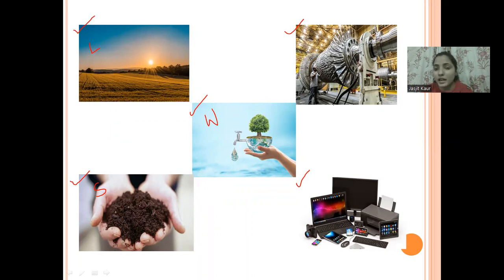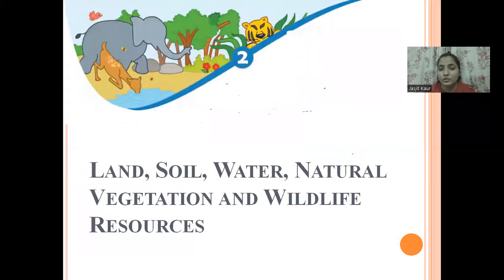And on the other side, we have machines and electronic gadgets. For these things, we need to pay money to the person from whom we are getting these resources, and these resources are made by human beings with the help of their ideas and technology. They created both of these resources, and that is why machines and electronic gadgets are not considered natural resources.